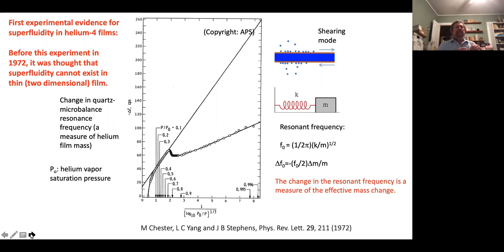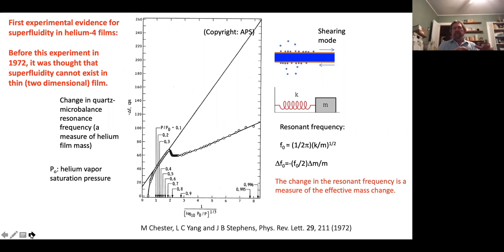But there was this experiment, well, more than one experiment actually, but this experiment was particularly telling. What it did was take a resonant crystal and absorb some helium-4, a very thin film of helium-4, on the surface.